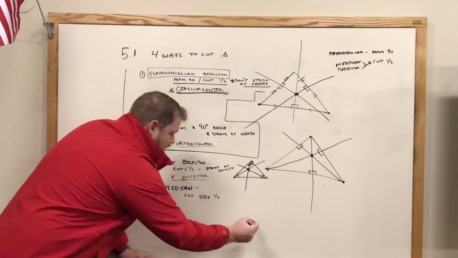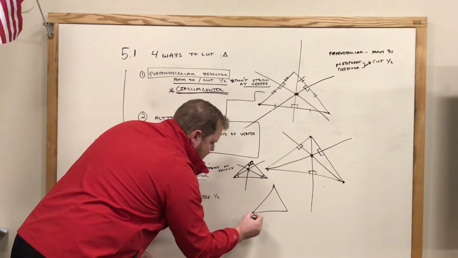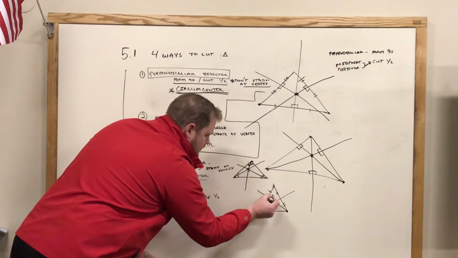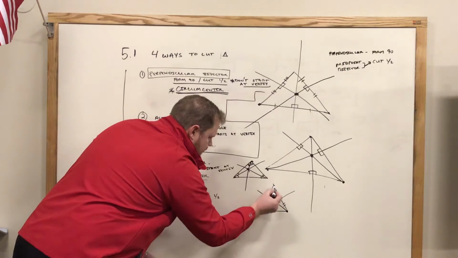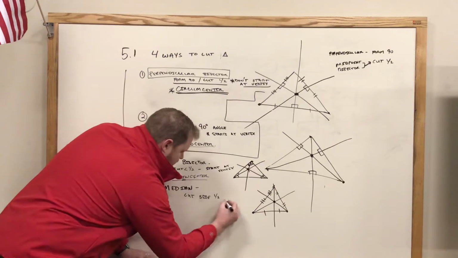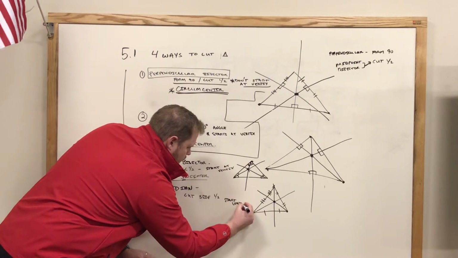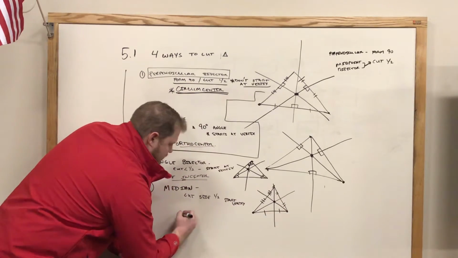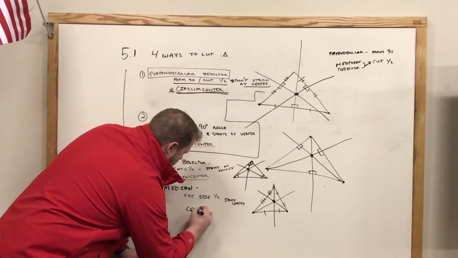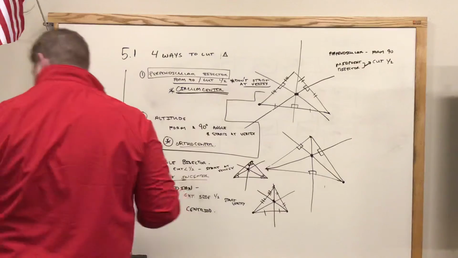So, if I were to demonstrate that for you, starting at the vertex again, starting at the vertex. Okay, so he starts at the vertex. Okay, and where they all intersect is called a centroid. Centroid.